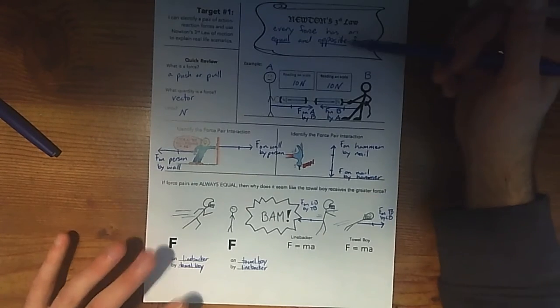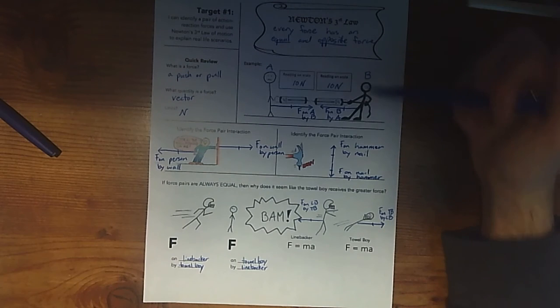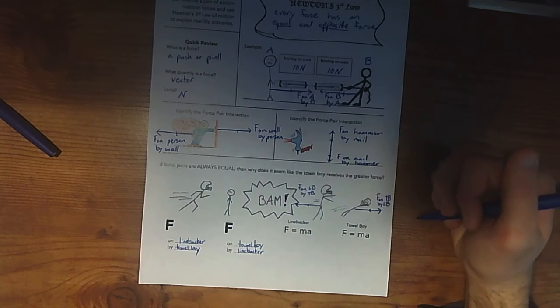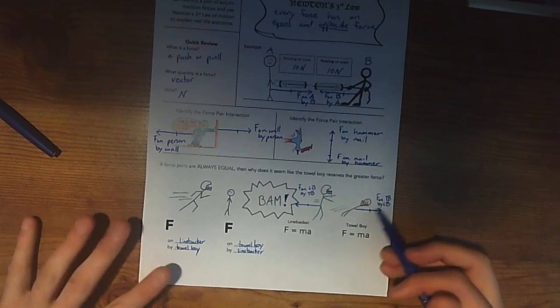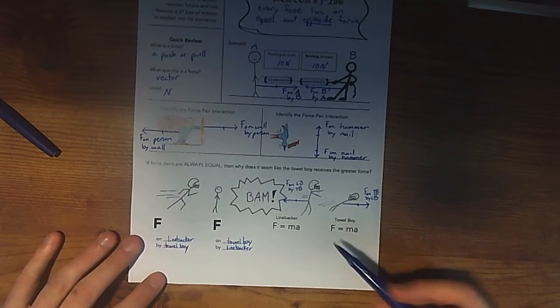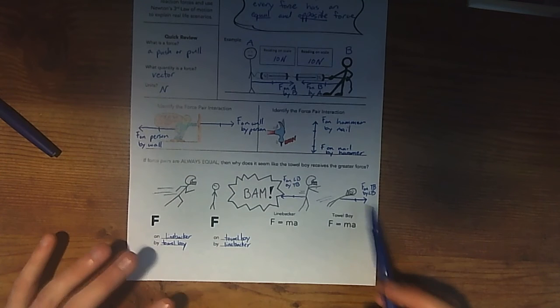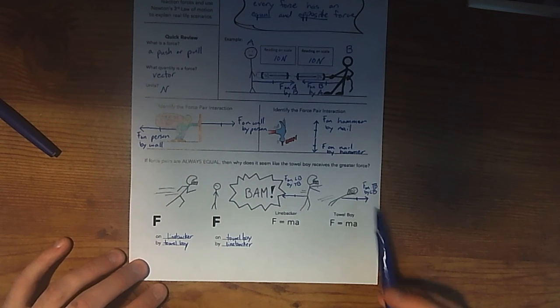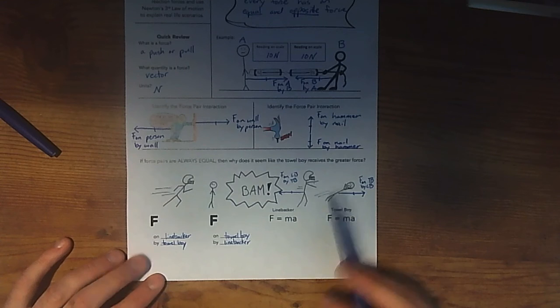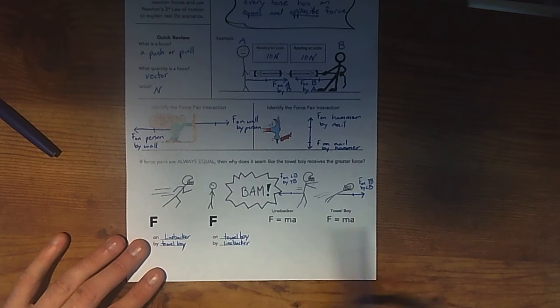We know that they're equal because this is what Newton's law says, but in our mind, this does not make sense, right? The towel boy absolutely experiences more pain. It seems like he's experiencing a greater force. Well, it turns out that what we're observing is not the greater force. It's actually a greater acceleration. We can reason through that by doing proportional reasoning with my equation right here.